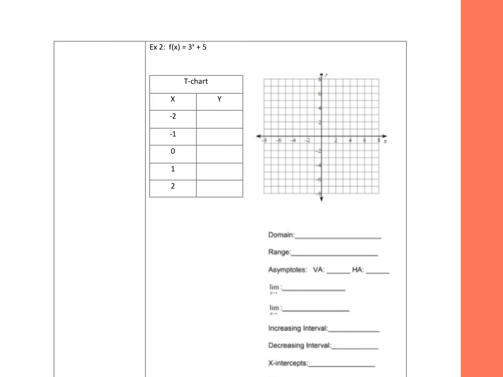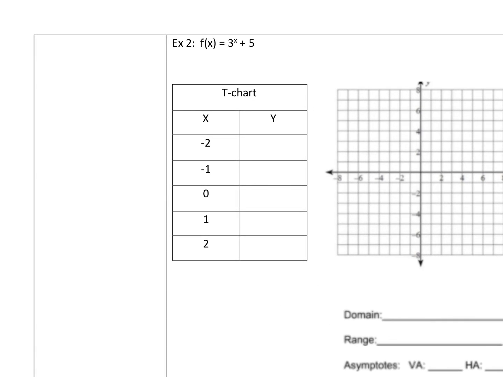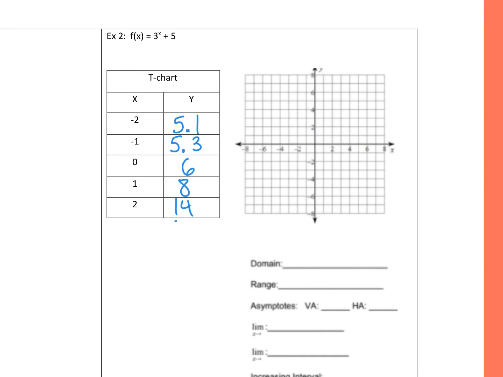All right, let's go ahead and get started on this one. What did you put in for your T-chart? What numbers did you get out? For negative 2, 5.1. For negative 1, 5.3. For 0, 6, for 1, 8, and for 2, 14. Cool. Okay, if I look at this one, what is the K value? 5, so that's going to be my horizontal asymptote. X equals 5 or Y equals 5? Y equals 5. Is there a vertical asymptote?